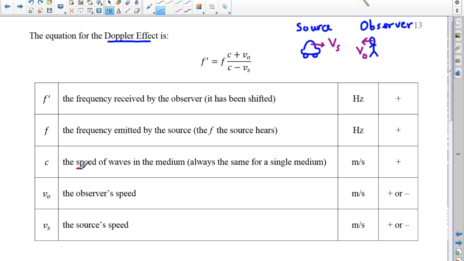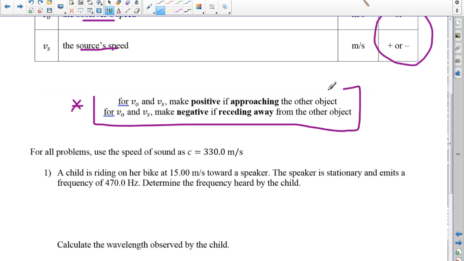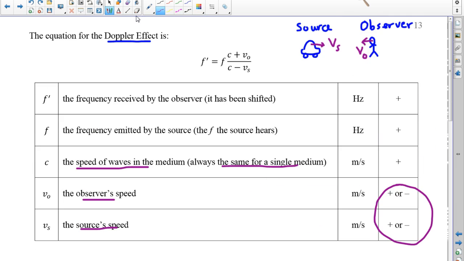Okay, c is the speed of sound waves, how fast they go in the medium, and it's always the same for a single medium. And like we said, VO is the observer speed, VS is the source speed. Note the units, and note the sign. VO and VS can be positive or negative. The rules for determining those signs are shown below. And the basic idea here: approach means positive velocity, receding away means negative velocity. So let's practice that real quick.